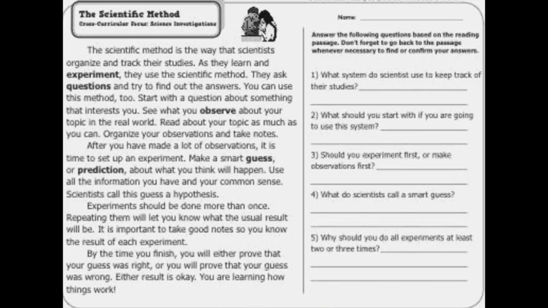I've used this worksheet and I would read it to them, and we'd read it together. And it explains that the scientific method is the way that scientists organize and track their studies. The nice thing about this sheet in particular is that because the important words or vocabulary words that I would focus on that week are bolded, it's easier for the children to gain that knowledge. So the highlighted words are experiment, questions, observe, guess, or prediction.